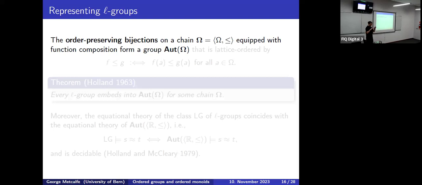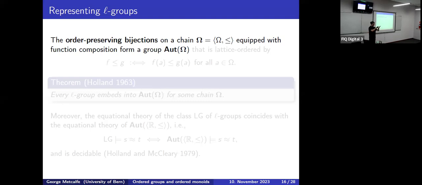Let's consider some fundamental examples of L groups. So of course, the reals and the integers and lexicographic products, these are all examples of L groups, but they're all abelian. And you might struggle to think of how a lattice ordered group could be non-abelian. Well, there are some very important examples.